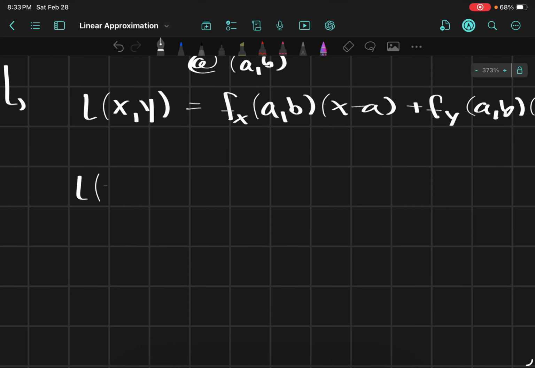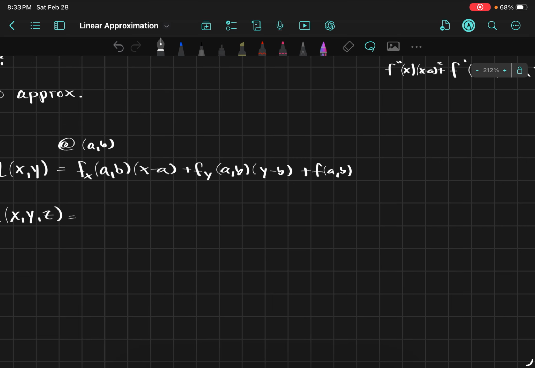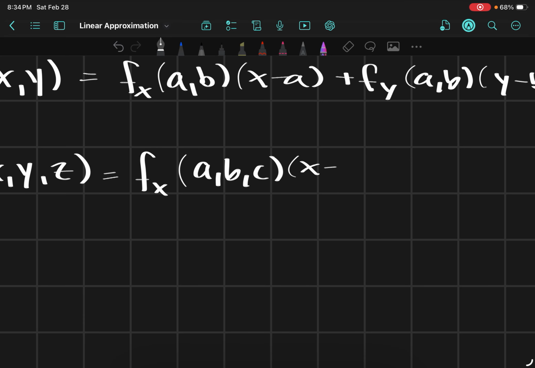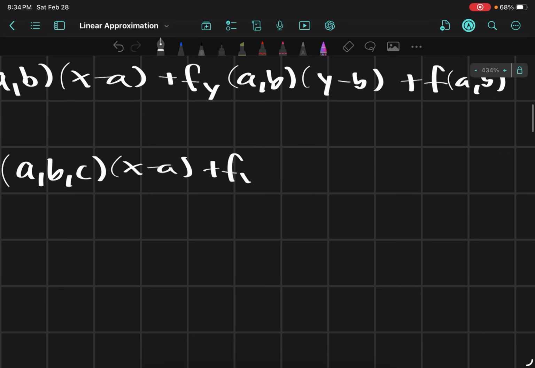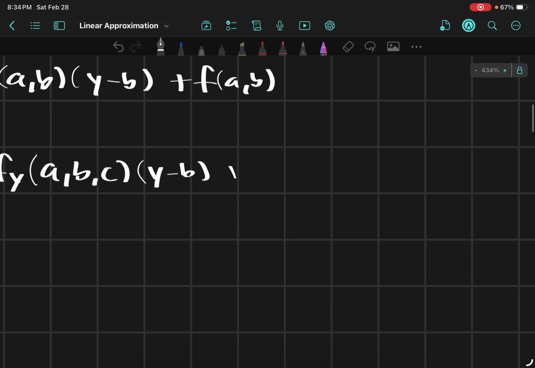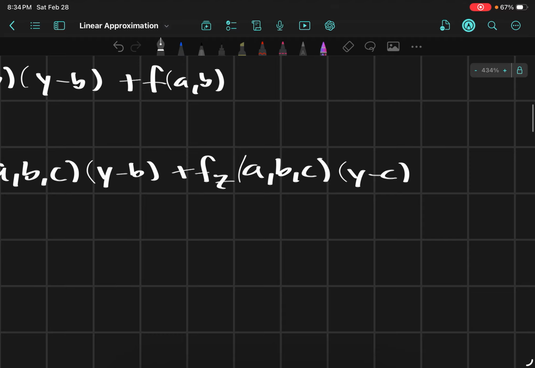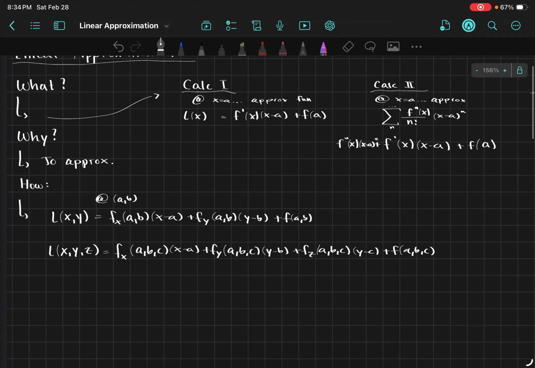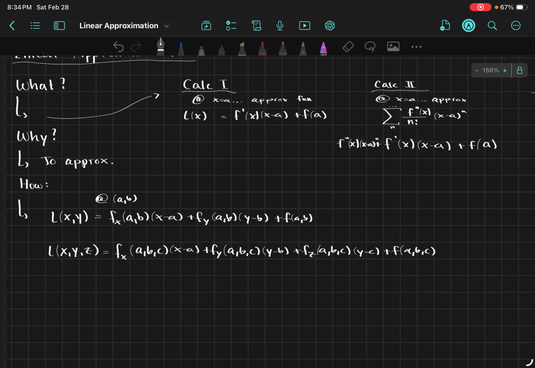So our L of x, y, z is just going to be the exact same thing here. I could just copy and paste, but there's a c now, so I can't really do that. Whatever, we'll write it down. Partial of x at a, b, c times x minus a, plus partial of y at a, b, c times y minus b, plus partial of z at a, b, c times z minus c, plus f of a, b, c. That is essentially how we're going to be doing it at some point.